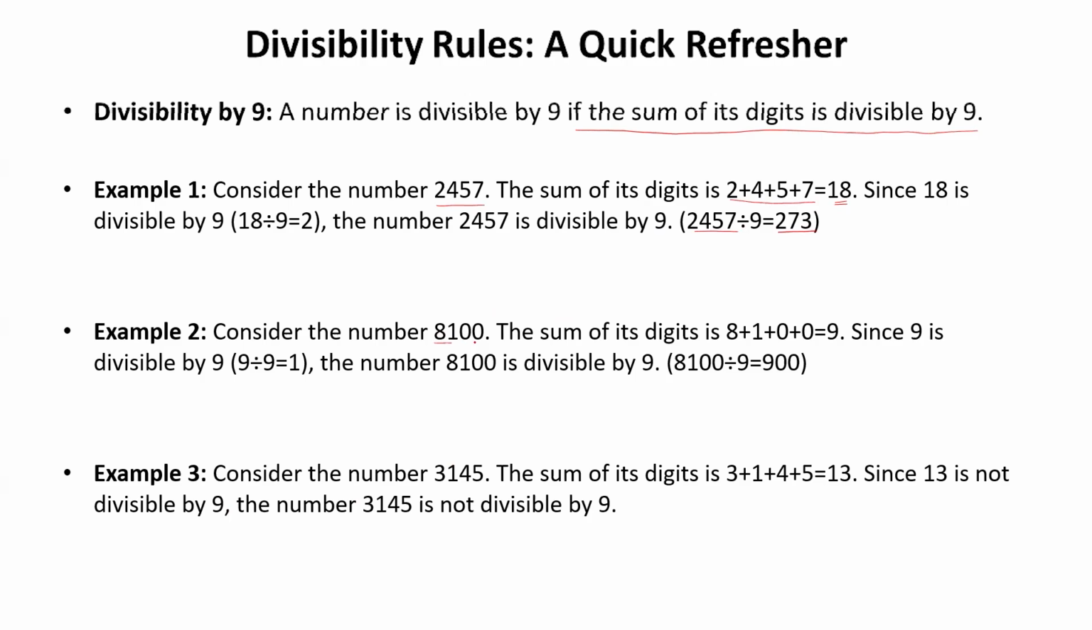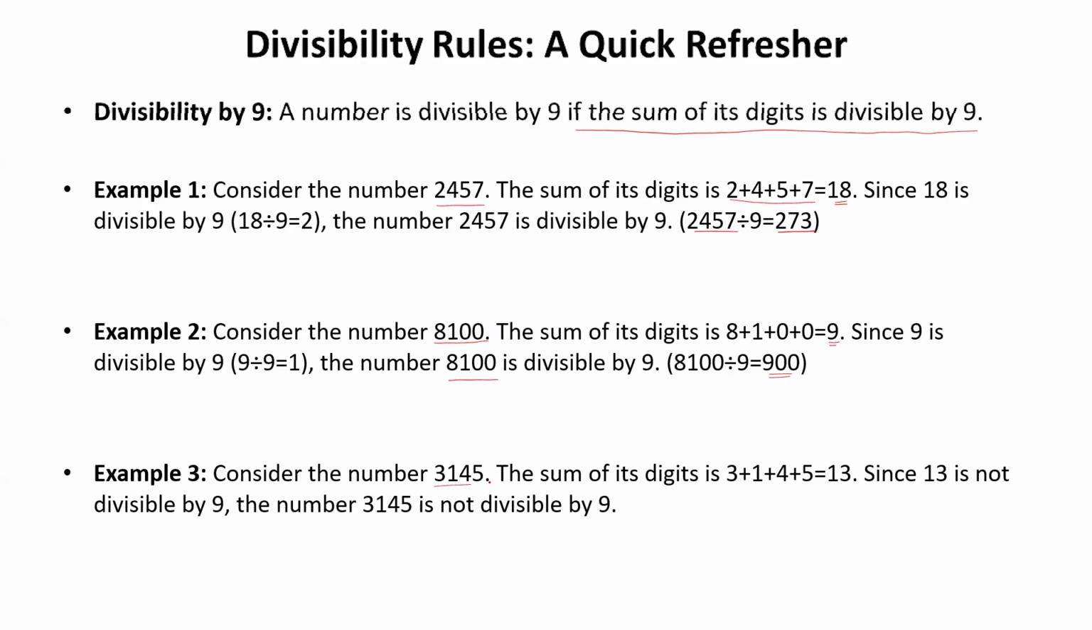Let's look at this number. It is pretty simple to check, even without adding the digits. 8 plus 9 plus 0 plus 0 is 9, and 9 is divisible by 9, that means this is divisible by 9 and you will get 900.